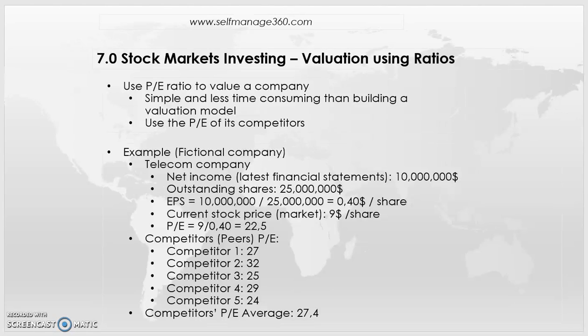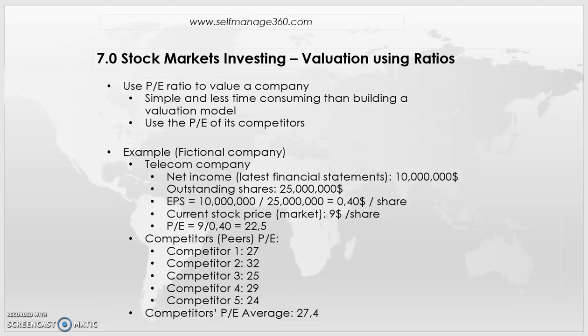So there are different ways to value companies. Some are complicated. We'll talk about one method in the next video called the discounted cash flow model. That is probably more in line with how professional analysts would value a company. But we can also do a quick evaluation by simply using ratios. So basically, we want to use the price to earning ratio to value a company.